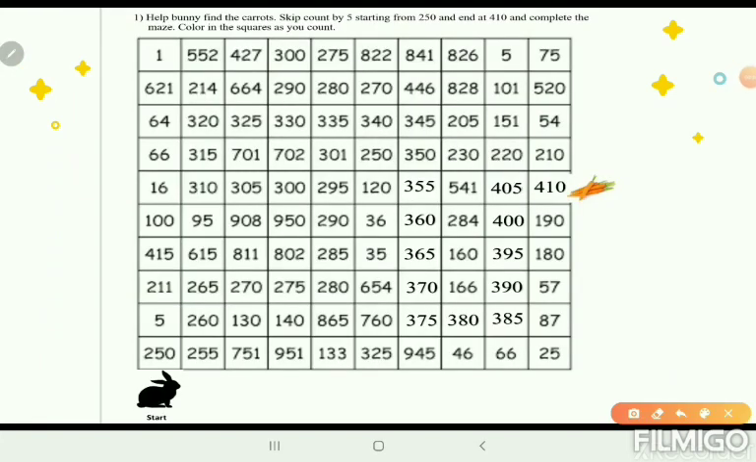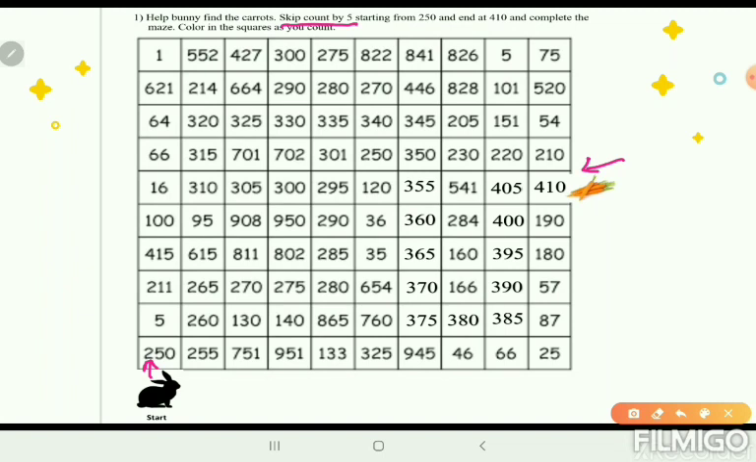Okay, this is a worksheet which you will get here. See in the first question, this is an activity worksheet. Here there is a bunny at number 250. It is feeling very hungry and it has to reach this carrot to eat it at number 410. So you are going to skip count by 5 and help the rabbit to reach the carrot.